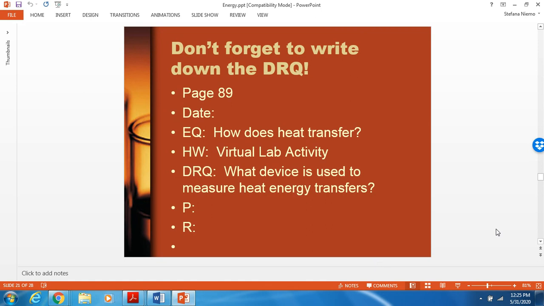Hey guys, welcome back. Today we're going to try to do a little bit of a virtual lab activity based on the information that we've learned so far about energy. So go ahead and take a couple minutes to write down the DRQ for today. We're on page 89, and then we'll go ahead and get started.